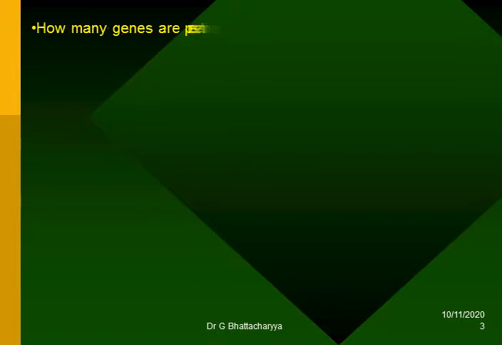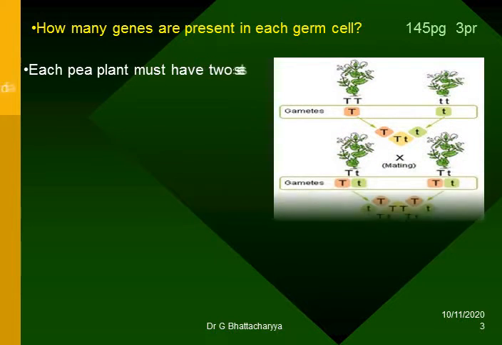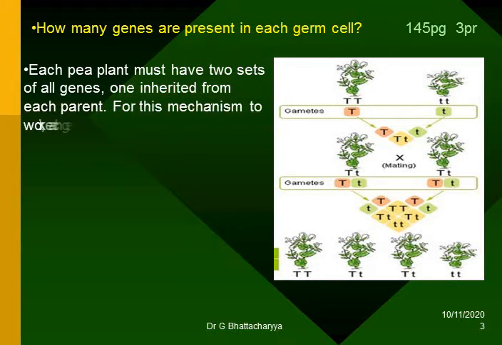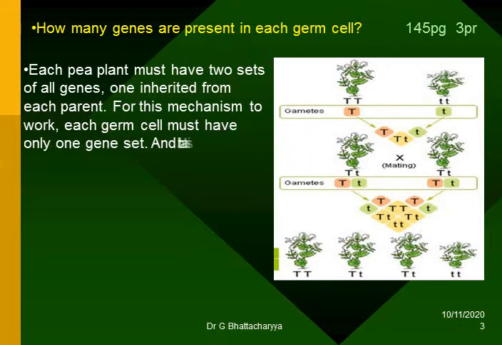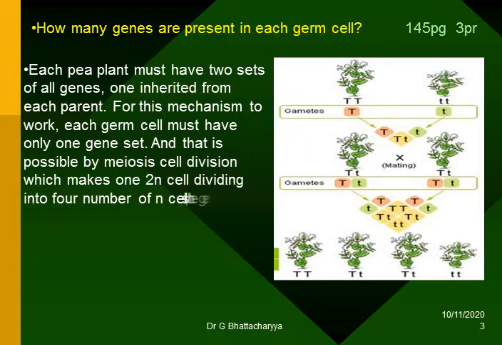How many genes are present in each germ cell? Each pea plant must have two sets of all genes, one inherited from each parent. For this mechanism to work, each germ cell must have only one gene set, and that is possible by meiosis cell division, which makes one 2n cell divide into four n cells, the germ cells.